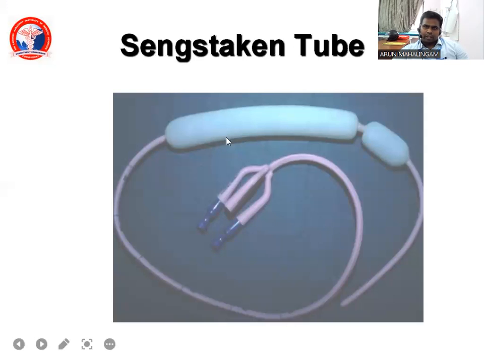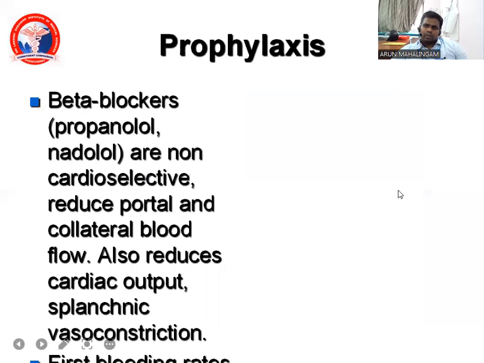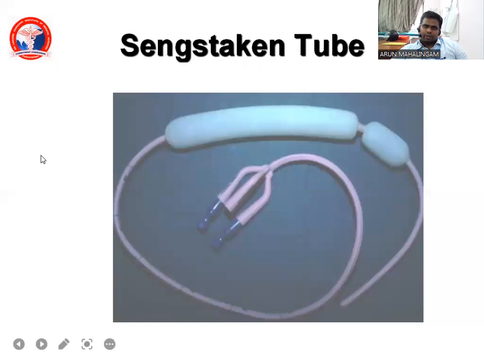This is the Sengstaken-Blakemore tube. This has 3 openings. This long portion will be the esophageal balloon component, and this will be the gastric balloon component, and this further will be placed in the stomach and duodenum to take any aspirate.